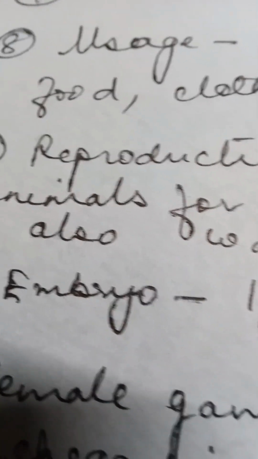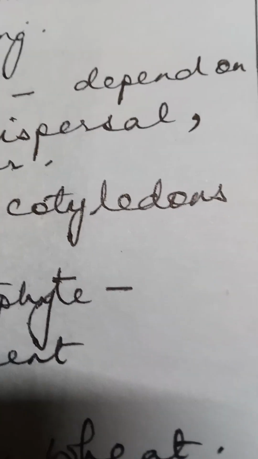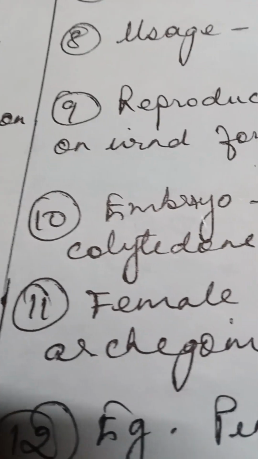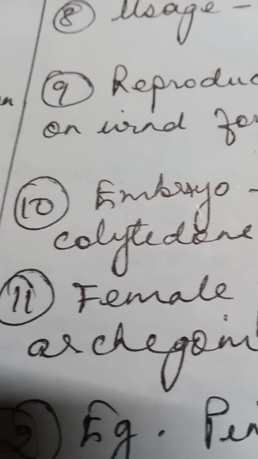The tenth difference is in angiosperms, the embryo has either one or two cotyledons. In case of gymnosperms, the embryo has one to several cotyledons.